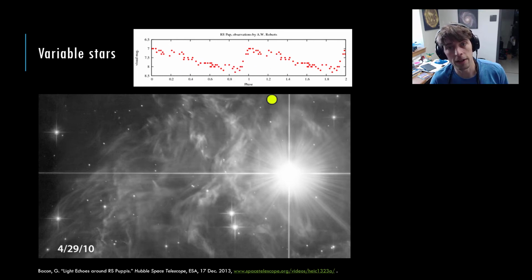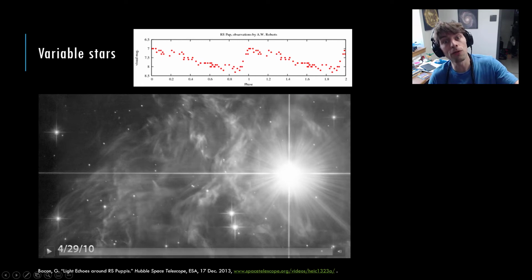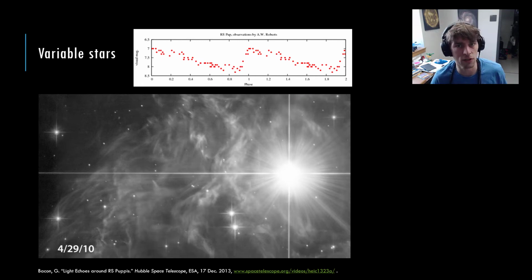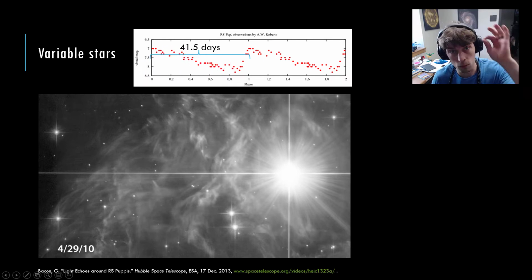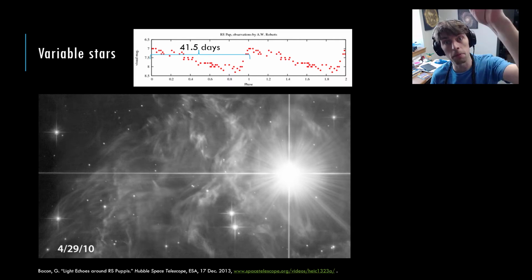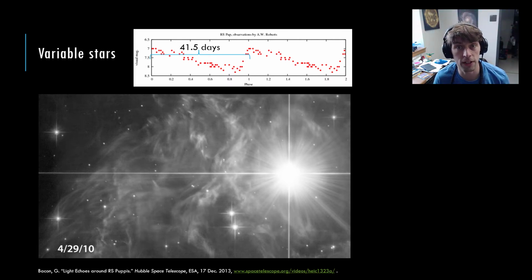Now, phase represents how far through its oscillatory period the star is. So a phase equal to 1 means it's completed 1 full period, or 2 means it's completed 2 full periods. Okay, so that's kind of translating. If you prefer to think about this in terms of days, RS Puppis is about 41.5 days. So from the time that it's really bright and it dims and becomes bright again, that's about 41.5 days. That's the period of the star.